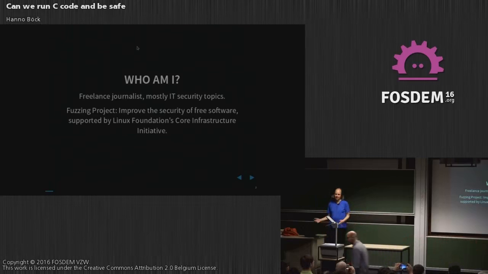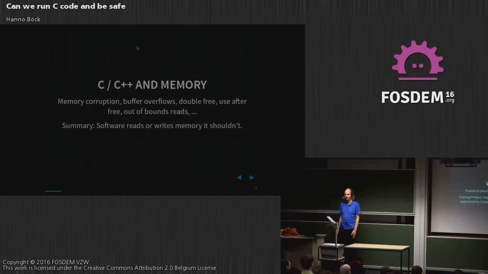And the other thing I do is that I run the Fuzzing Project, which is an effort I started around 1.5 years ago, where I found out that there's a lot of free software out there that, if you run a fuzzing tool on it, you can easily find bugs and security vulnerabilities. I want to clean that up and find ways to make free software more secure. And this effort is now supported by the Linux Foundation's Core Infrastructure Initiative, so I'm getting paid for doing this.